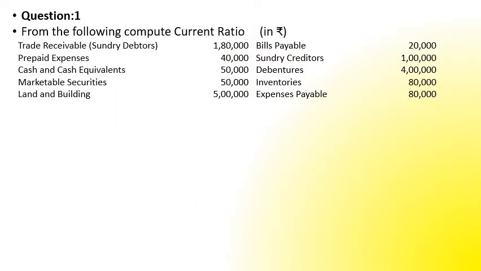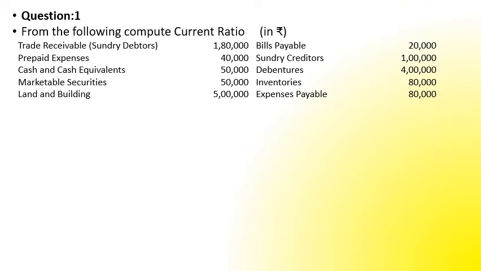Now based on the above formulas, we will solve some problems. Let's start with question number 1, where we will calculate the current ratio. The information given: trade receivables, prepaid expenses, cash and cash equivalents, marketable securities, land and building, bills payable, sundry creditors, debentures, inventory, expenses payable.